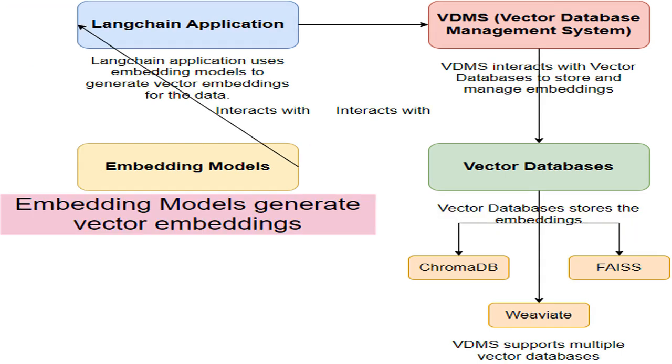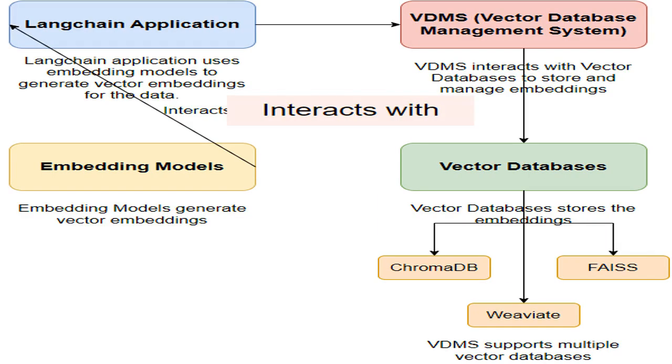Embedding models are responsible for creating vector embeddings from raw data. These models use algorithms to map data points into a vector space where similar data points are located close to each other. So, they transform data into meaningful vectors. This signifies the interaction between components. The arrow means VDMS interacts with vector databases and embedding models interact with vector databases. It's all about how these systems work together.